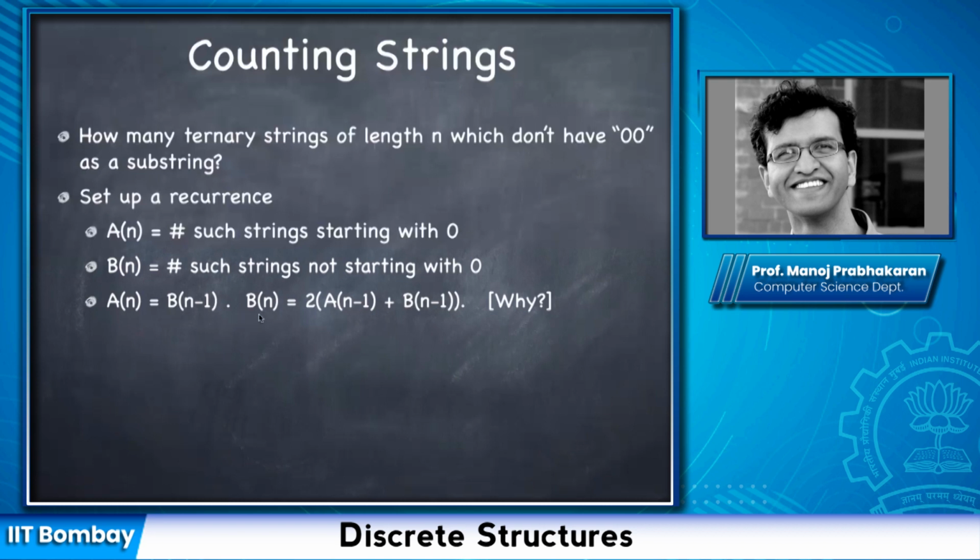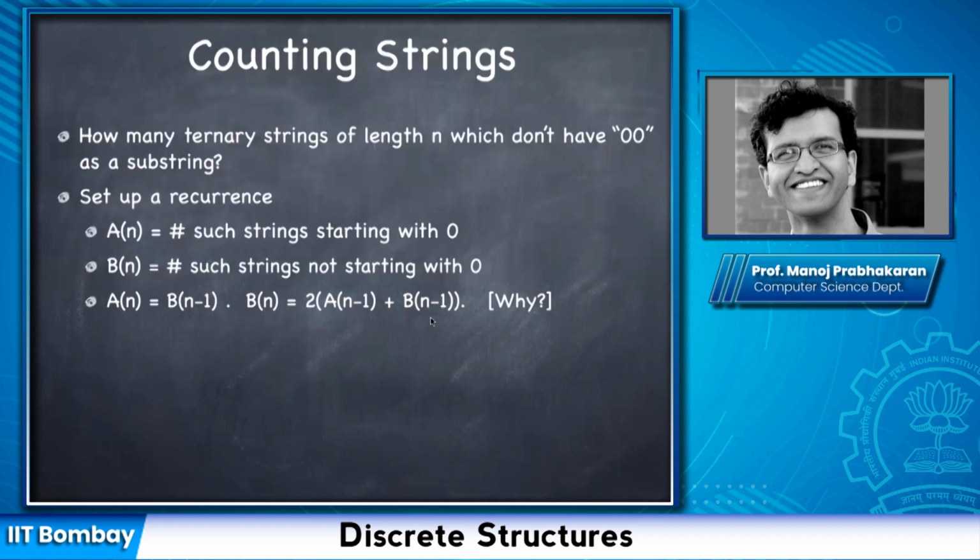How about b_n? Here again, the first position can be 1 or 2. If you remove that first position, what you're left with is an arbitrary string of length n minus 1, which doesn't have 0,0 in it. It could start with 0, it need not. So the total number of such strings is a_{n-1} plus b_{n-1}. Since the first digit can be 1 or 2, b_n is exactly equal to 2 times (a_{n-1} plus b_{n-1}).